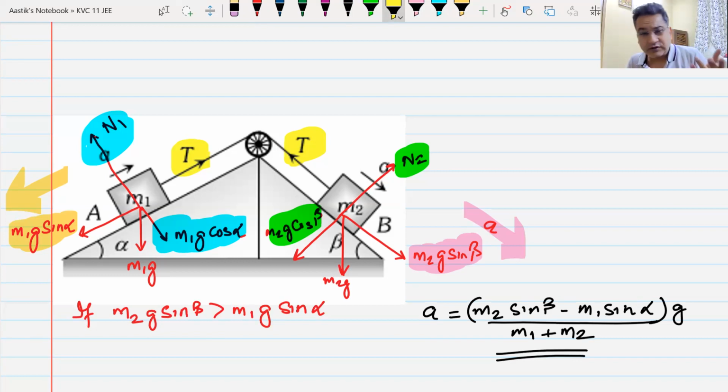You told me it depends on M1, M2. No. You told me it depends on inclination. No, not separately. But when you combine the two, multiply M1 by sine alpha, multiply M2 by sine beta, that component, if it is more, it will move on that side.